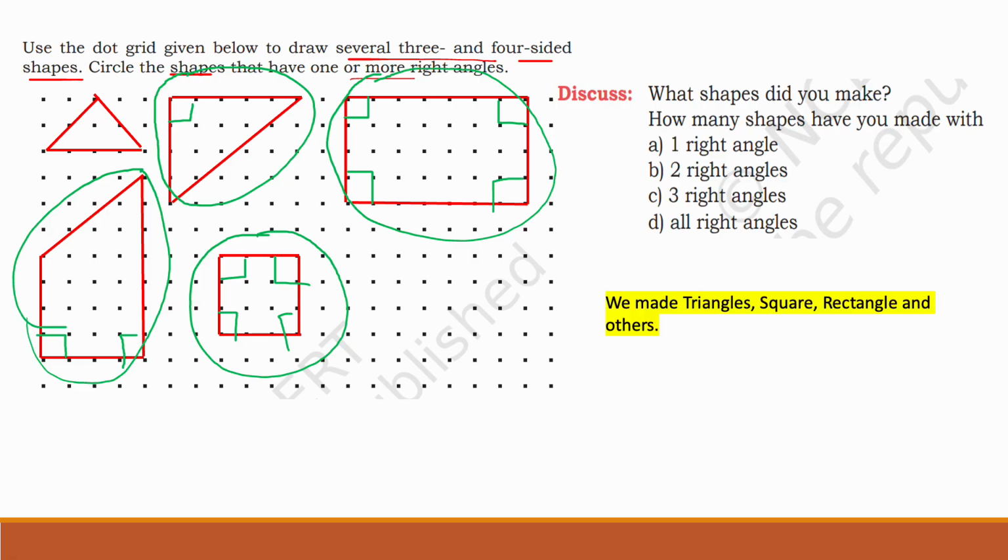What shapes did you make? We made triangles, square, rectangle and some other shapes. How many shapes have you made with one right angle? One. See, here only one right angle. Only one right angle. Then, with two right angles, here you can see two right angles. So, how many shapes? One shape. Then, three right angles, zero. Then, all right angles, two shapes. See, this rectangle and this square. All are right angles.